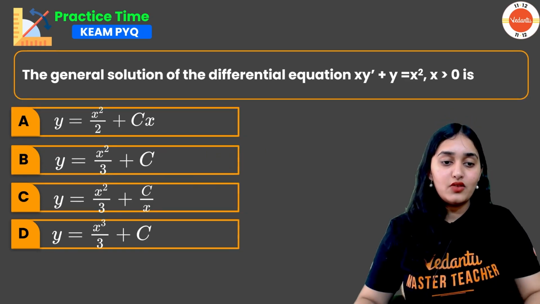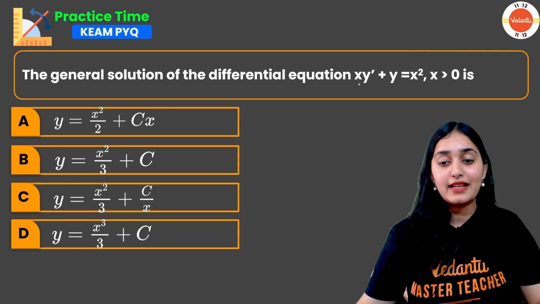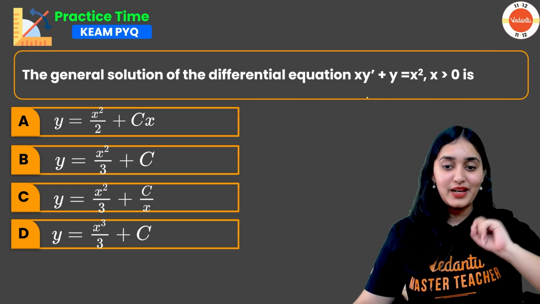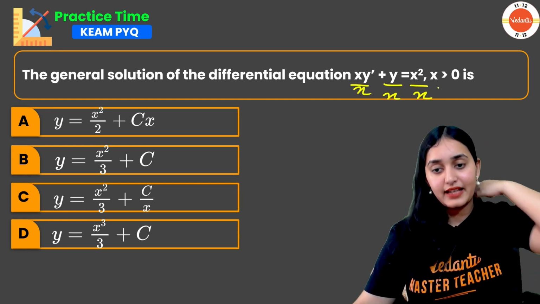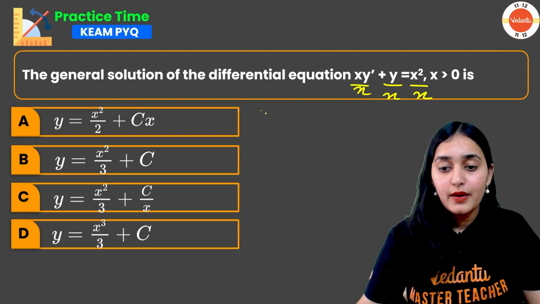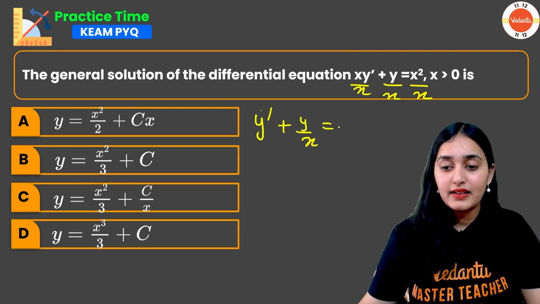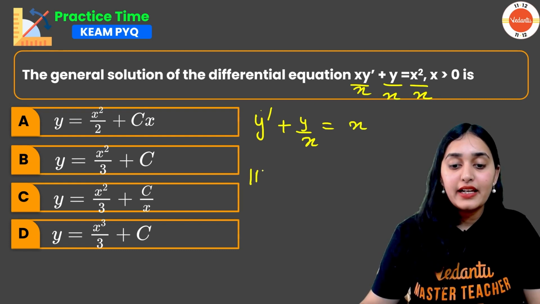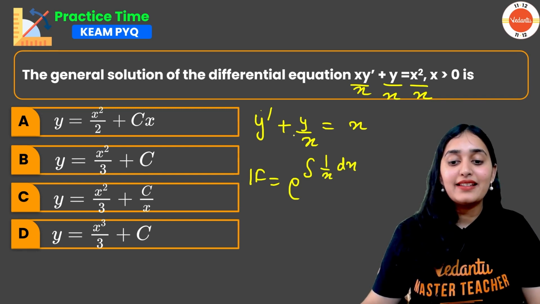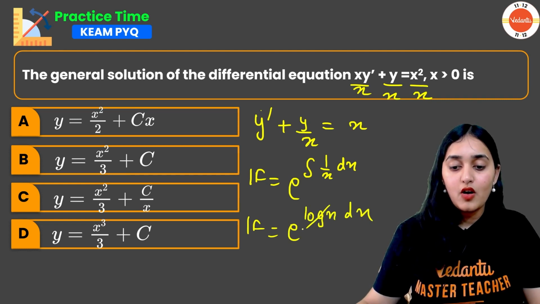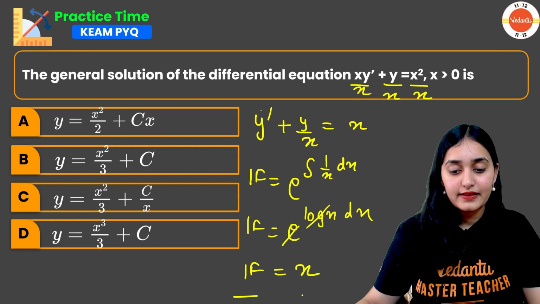Okay. Next question. The general solution of this differential equation will be dash. X into y dash plus y is equal to x square. This is again a linear differential equation. Divide by x. What will you get? You get y dash plus y by x is equal to x. Here integrating factor is e to the power integration of 1 by x, because px is 1 by x. So integrating factor is e to the power log x. So log x and e get cancelled. Integrating factor is x. Simple.